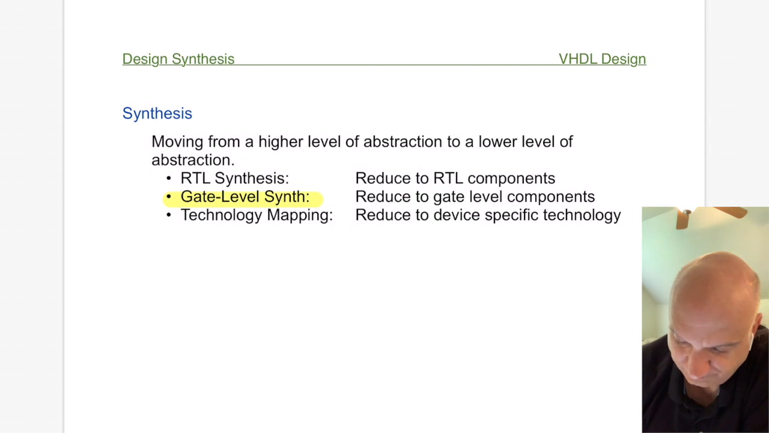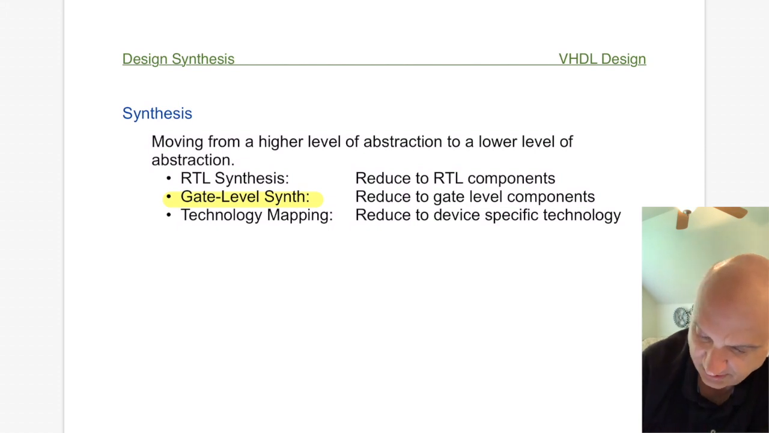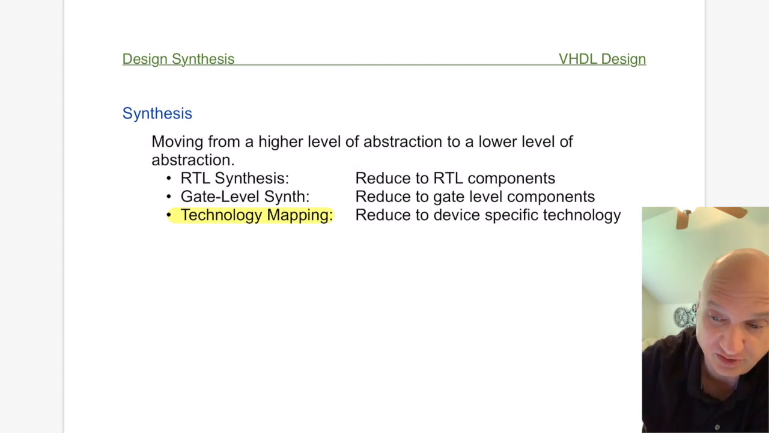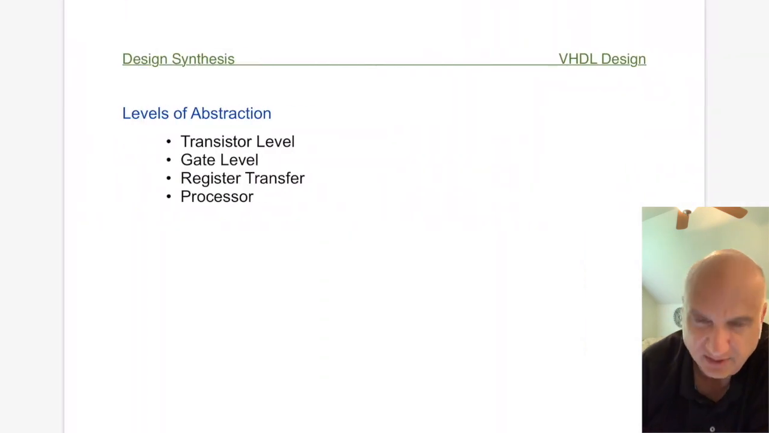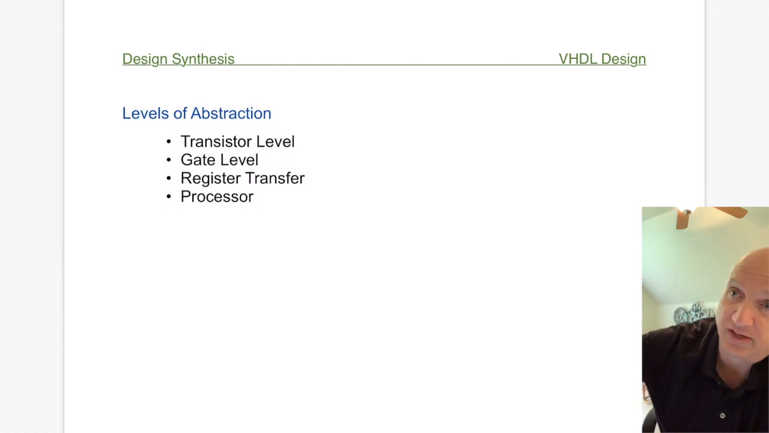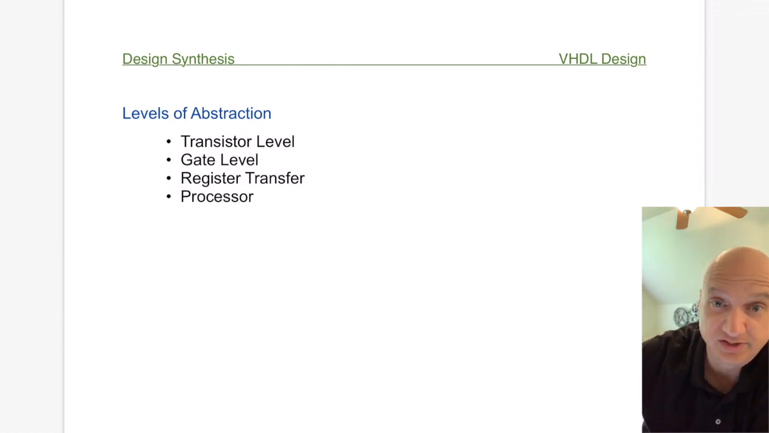Now, when we talk about technology mapping, we're reducing things down to a specific technology, sort of transistor level and that kind of stuff. So we're really getting low. So synthesis is going from that high level down to that lower level. To talk about the idea of synthesis and how it works, let's talk about different levels of abstraction, because we're going from a high level to a low level of abstraction when we synthesize. So what are these levels of abstraction?